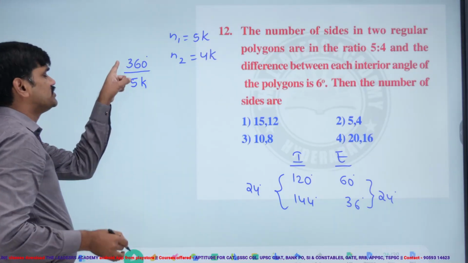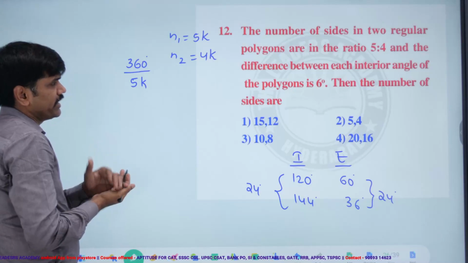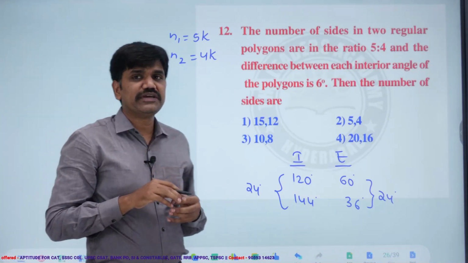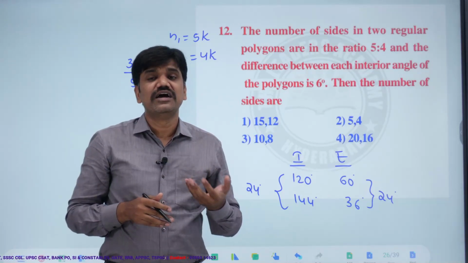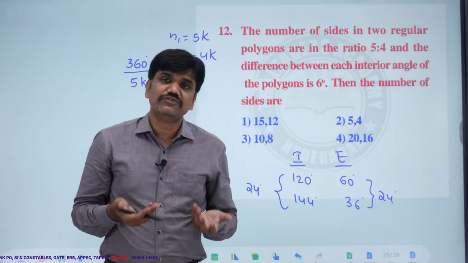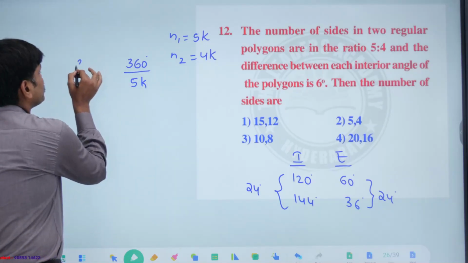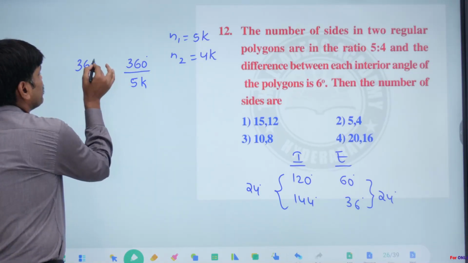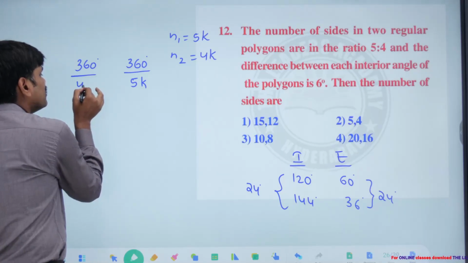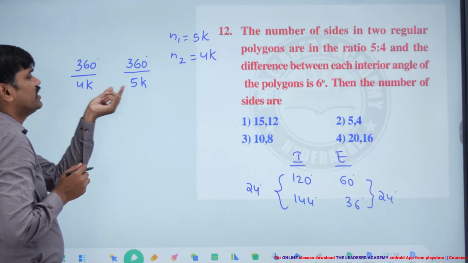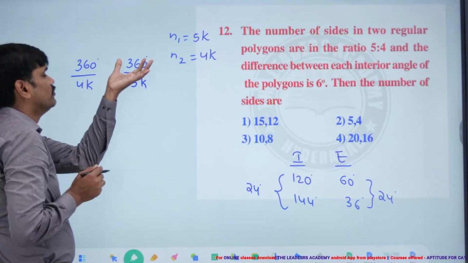If you divide 360 by 5k, you will get one exterior angle. The other exterior angle will be 360 by 4k. Which is bigger, 360 by 5k or 360 by 4k? Obviously 360 by 4k will be bigger, because if the numerators are the same, the fraction with the smaller denominator will be larger. As the numerators are the same and 4k is smaller than 5k, this value will be more than this value.